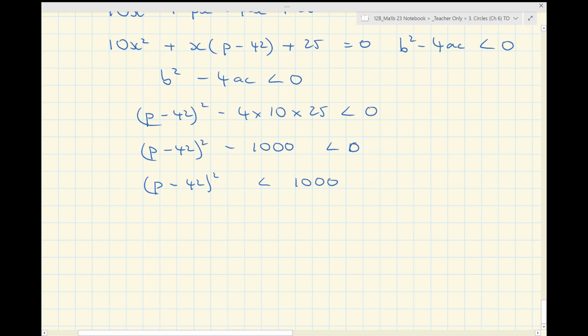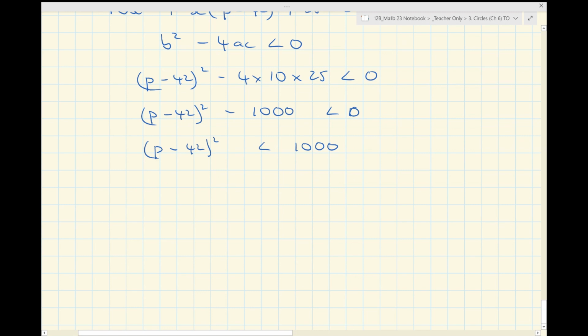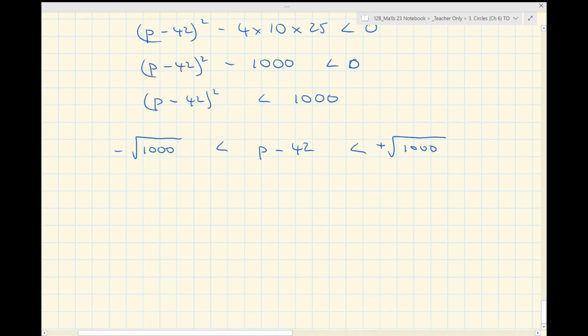Now, of course, there are going to be two solutions to this, aren't there? There's going to be the negative square root of 1,000 and the positive square root of 1,000. And because I'm dealing with a positive squared term on the left, I'm going to have the negative square root of 1,000 here. It's got to be less than p minus 42. It's got to be less than the positive square root of 1,000. Good. So that means if I add 42 to everything, I'm going to have 42 minus the square root of 1,000 less than p, and p less than 42 plus the square root of 1,000.